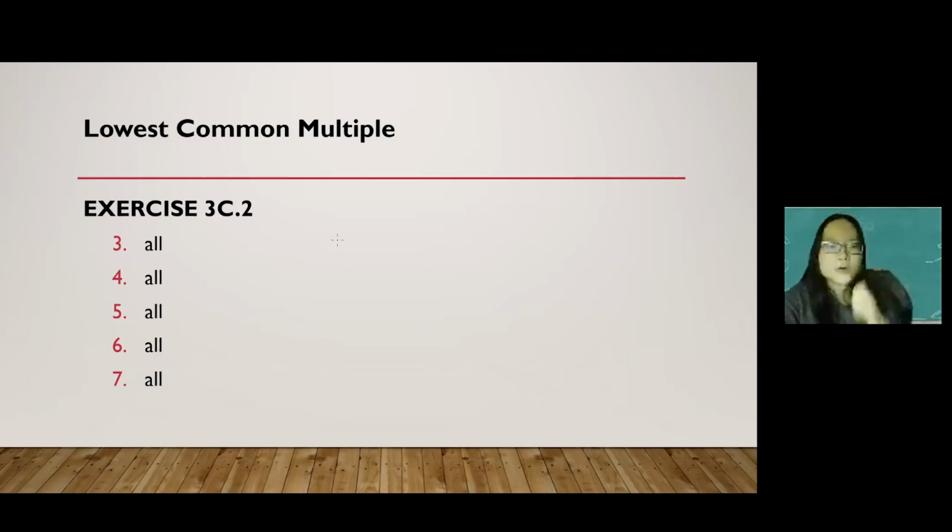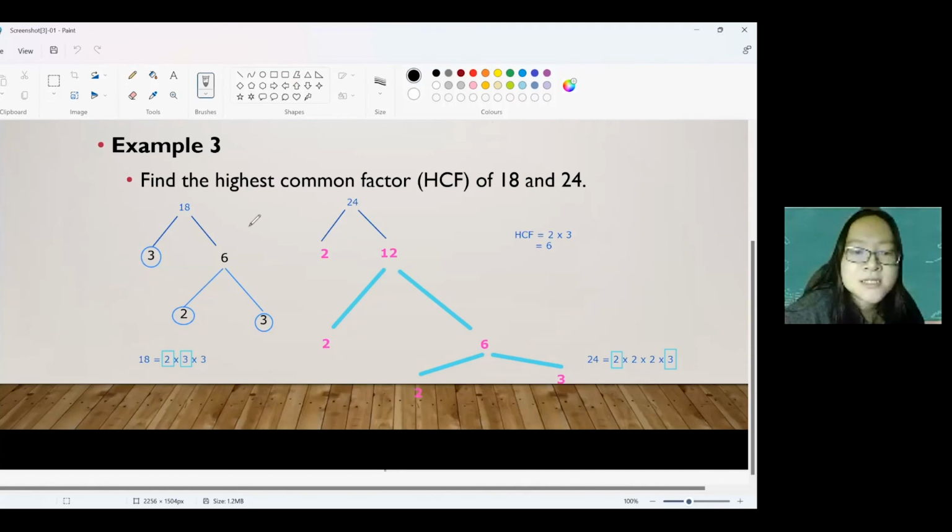Okay, so we found the prime factorization of 18 and 24, right? So this time, let's say that we are finding the LCM instead. We still need to look at the prime factorization, but we're not going to do the same thing as we do for greatest common factor. Obviously, we're not going to do the same thing because it's a different thing we're looking for.